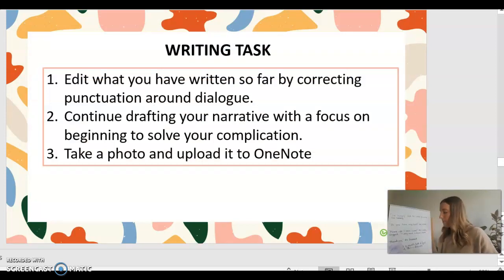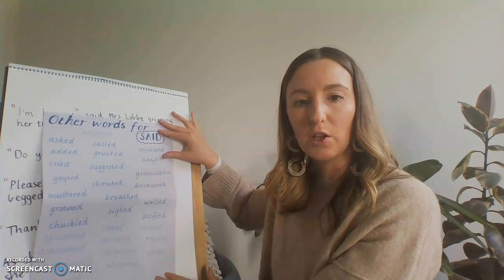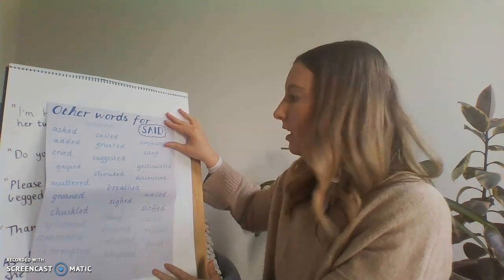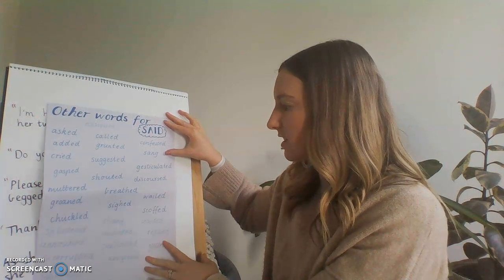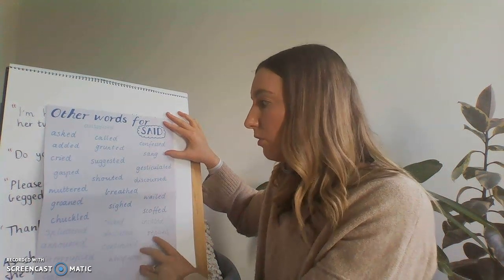Another quick little mention is to consider other words for said. So when we're describing how a character says it, there's lots of words that we can use, like sang, confessed, sighed, wailed, declared, spluttered, chuckled, groaned. And you're doing an activity this week where we're looking for synonyms for said. So make sure that you're using some exciting words for said.